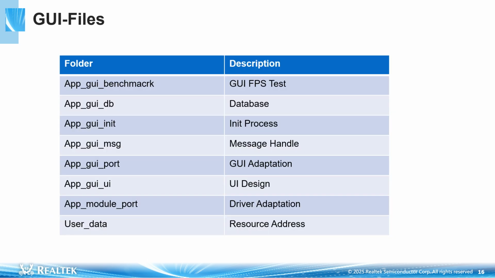There are mainly 8 files related to the GUI, with their functions from top to bottom as follows. 1. GUI frame rate testing. 2. GUI data source. 3. GUI initialization. 4. GUI and app task message handling. 5. Files for adapting the GUI engine. 6. UI design, including the battery case demo. 7. Files for adapting drivers. 8. UI resources.